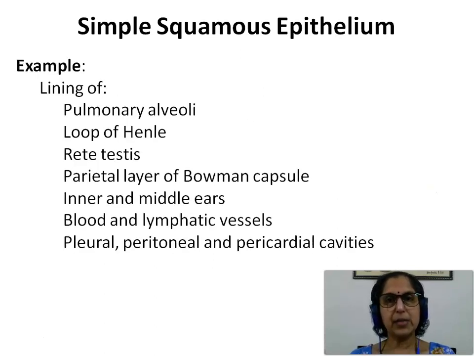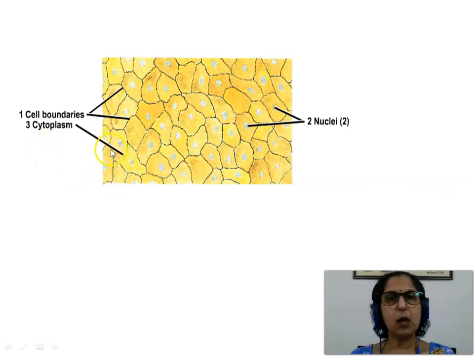Where do we see simple squamous epithelium in the body? Lining of pulmonary alveoli, loop of Henle, rete testis, parietal layer of Bowman's capsule, inner and middle ears, blood and lymphatic vessels, and the 3 body cavities, that is the pleural, peritoneal and pericardial cavities. This is how simple squamous epithelium appears from the surface. Tile floor-like appearance with a bulging central nucleus.